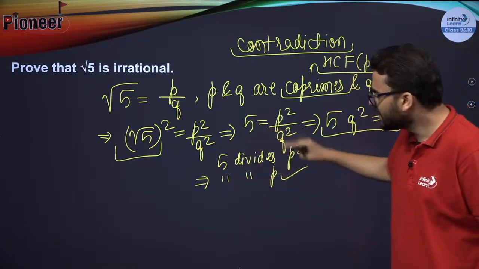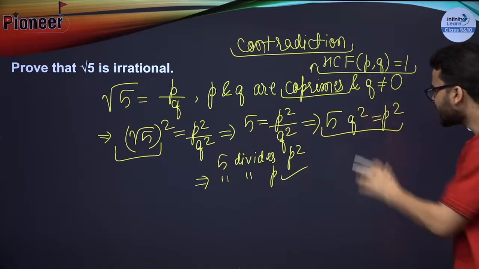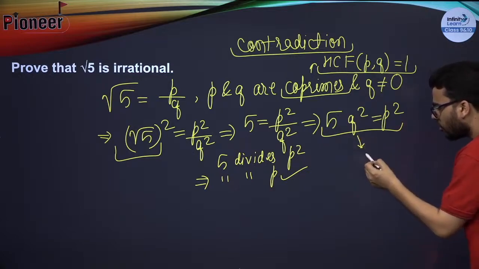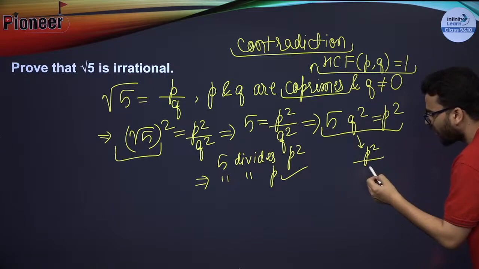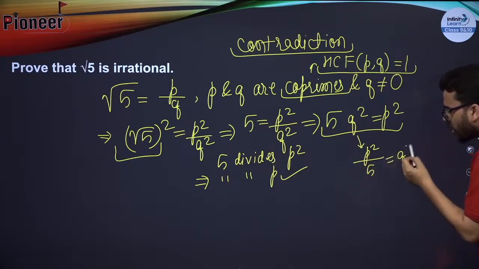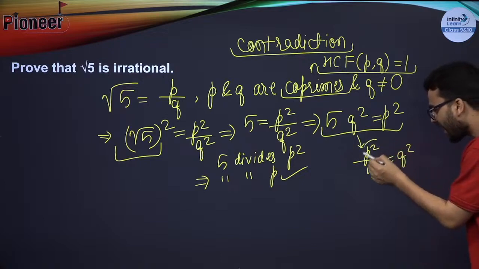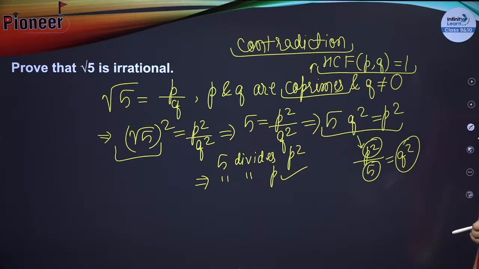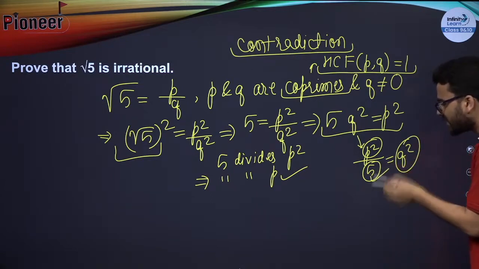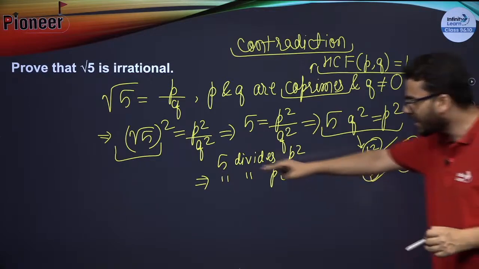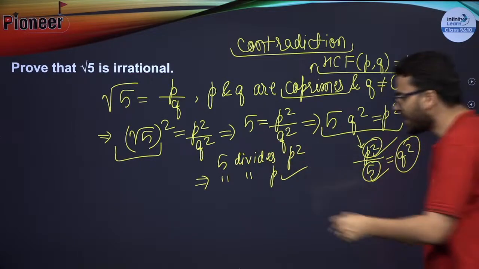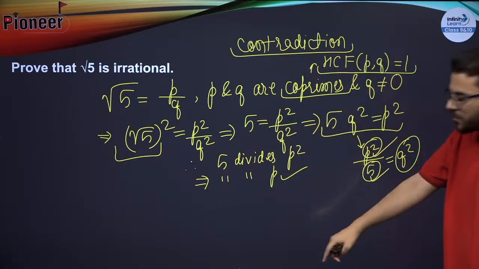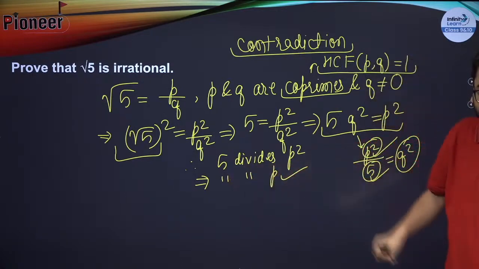Dividing means 5 is a factor of p square. Why can you say that 5 is a factor of p square? It is as simple as that. See, because over here I can write p square upon 5 is equal to q square. It means if you are dividing p square by 5, you are getting an integer square. So can we not say that 5 is a factor of p square? That we write like this, 5 divides p square. And if 5 is dividing p square, because 5 is a prime number, 5 will divide p as well, right?